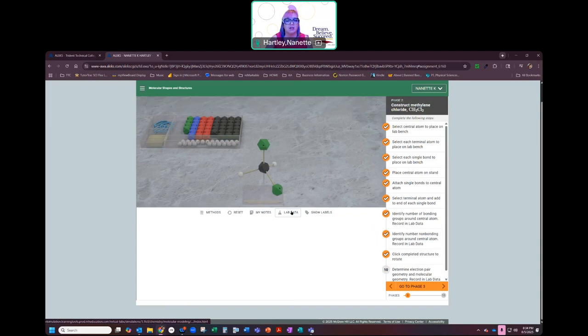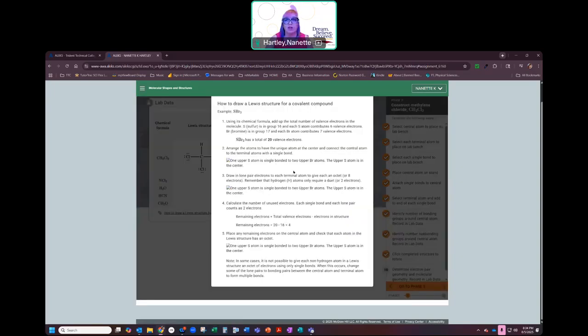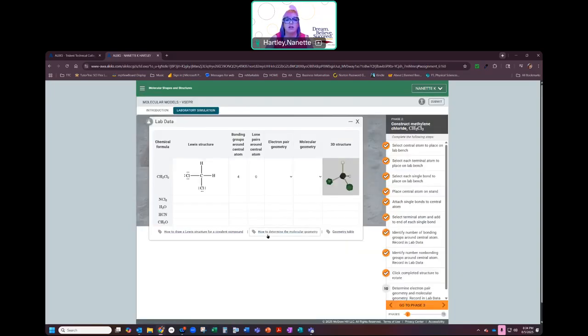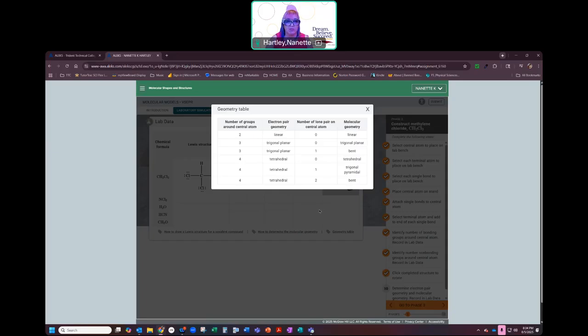So you need to come into the lab data and how to draw a Lewis structure. This is the instructions on how to draw it. This is how you determine it. And this is the geometry table. So we had 4 bonds, number of groups in the central 4, no lone pairs. That is a tetrahedral electron pair geometry and a tetrahedral molecular geometry.